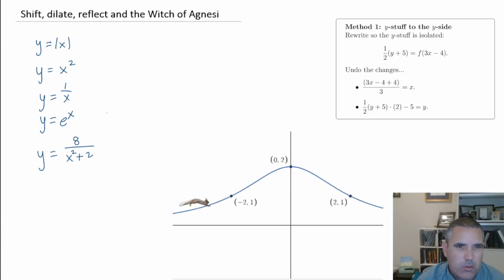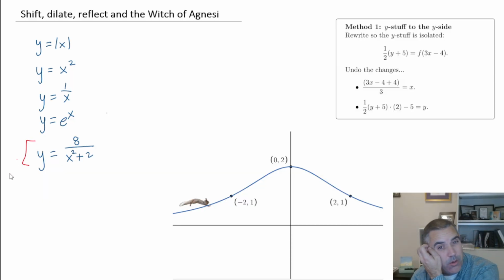Hey there, math fans. I wanted to make a quick video on shifting, reflecting, and dilating. And in doing so, I thought I would just pick a random other curve that maybe you haven't heard of before, and we will shift and dilate that. And this curve is called the Witch of Agnesi.